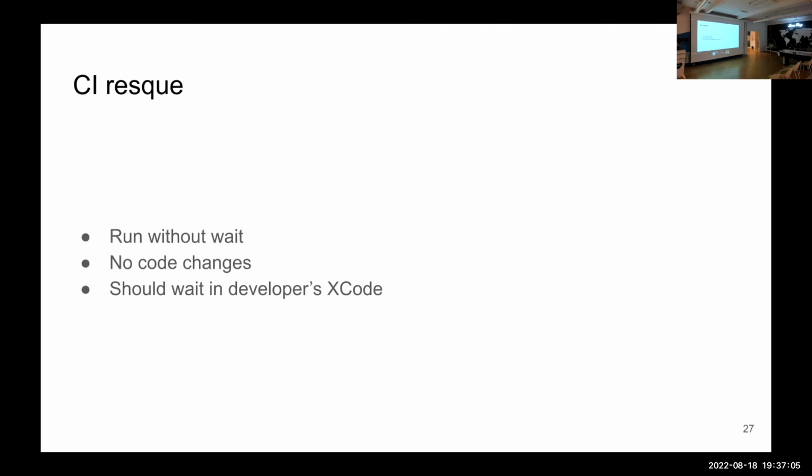So on CI it should run without this wait, and it's also quite important to make it runnable: it should be possible to run it with the wait, but without any code changes. Because if we do it with code changes, one day we'll commit these changes and we'll be really disappointed, because this test broke something and maybe delayed the release again. So it's better to avoid these changes. It shouldn't wait on CI, but should wait in developers' Xcode. So it should be quite easy for developers to run.